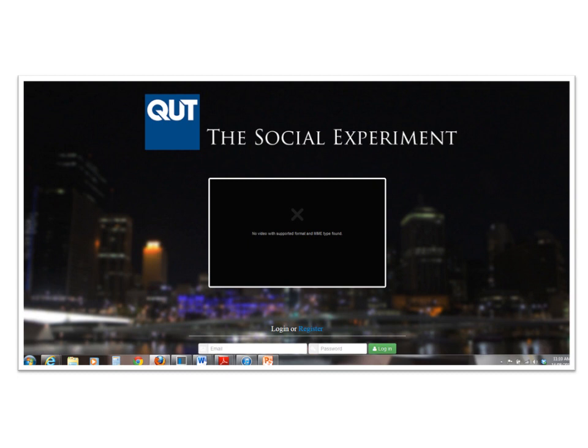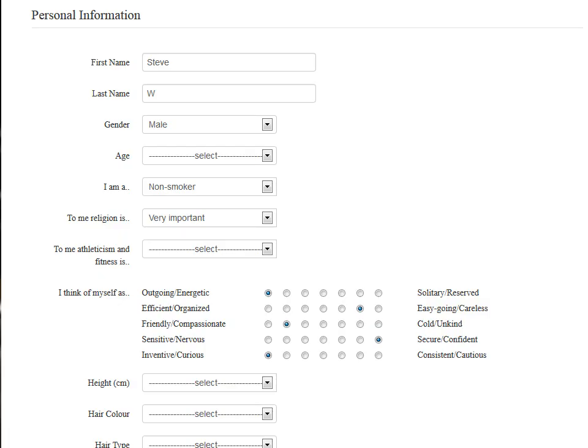I'm going to run the biggest online experiment ever attempted at QUT. The experiment's going to look at people's preferences in social situations. Here are the basics of the experiment.